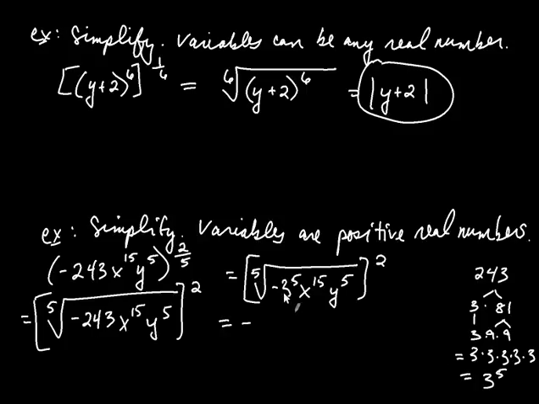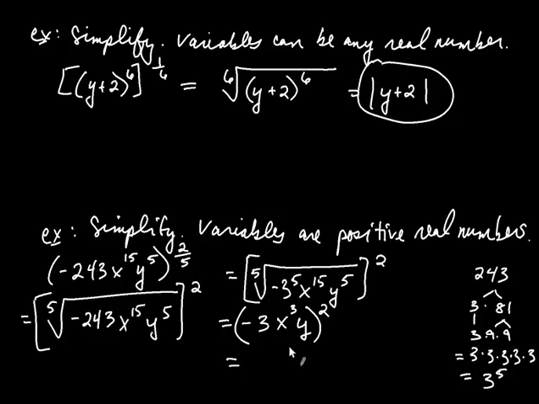Okay, so then as far as 3 to the 5th is concerned, you take the exponent and divide it by the index. So 5 divided by 5 is 1. So we get 3 to the 1st, which is just 3. Same thing for the x to the 15th. 15 divided by 5 is 3. So it's x to the 3rd. And then for the y, 5 divided by 5 is just 1. So it's just y. And then the whole thing raised still, don't forget, to the second power.